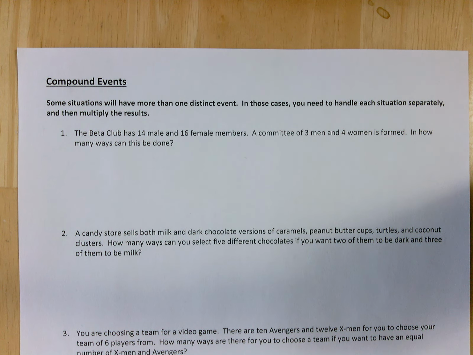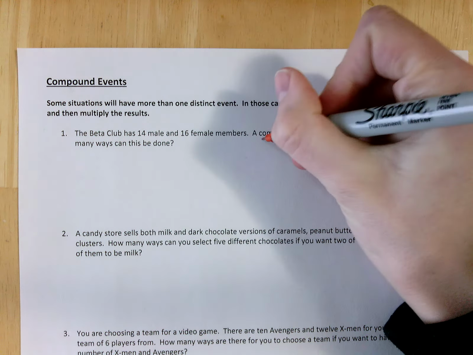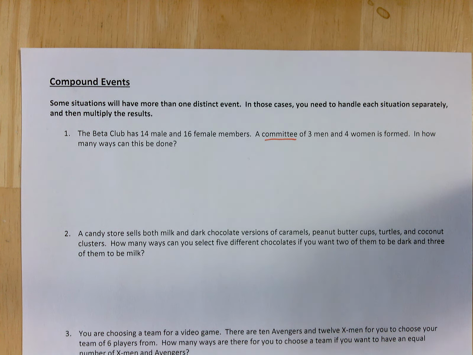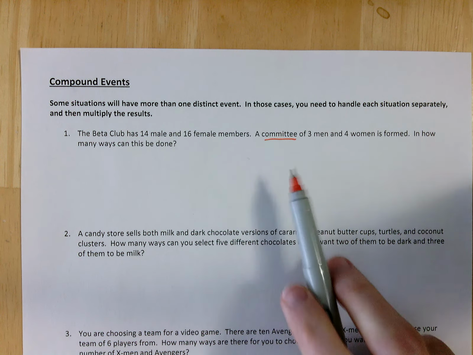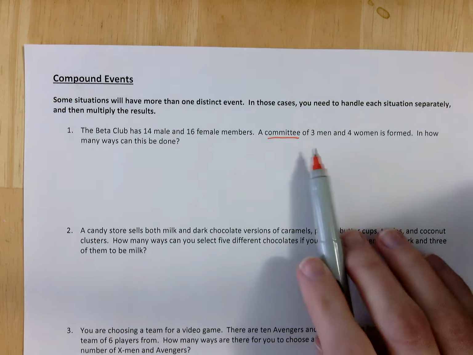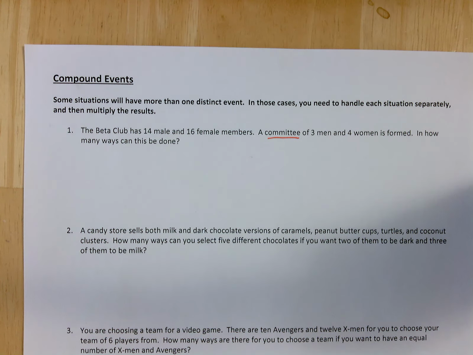So the first thing we're going to look at, this first problem. We have this Beta Club, which is just a club. They have 14 male and 16 female members, and we're making a committee. We've done problems like this before where it was lining people up and the order mattered. But now we're talking about a committee where the order does not matter. We're making a committee of 3 men and 4 women. How many ways can this be done?